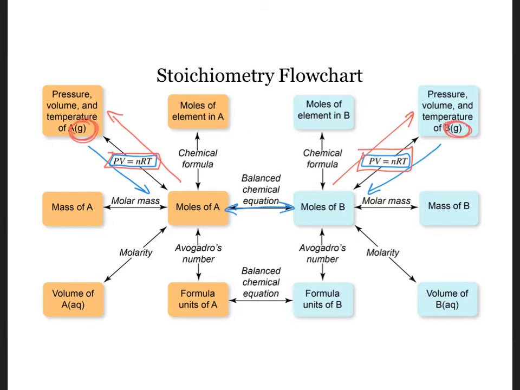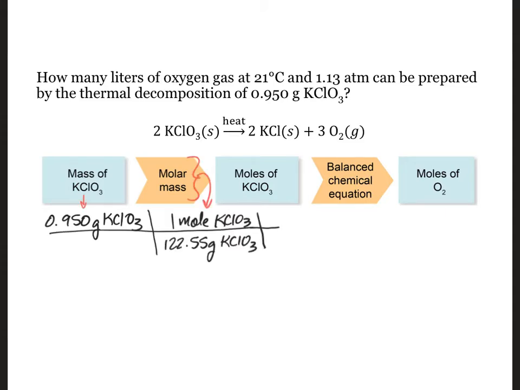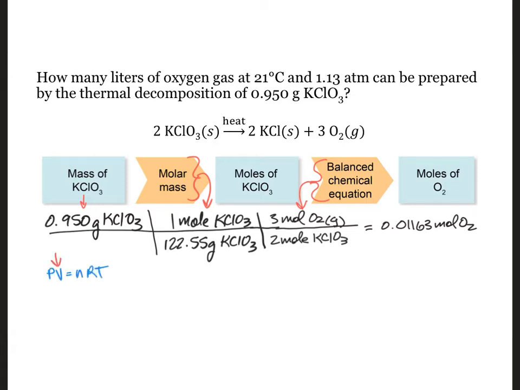Let's look at an example. This question asks us to find the liters of oxygen produced from the thermal decomposition of potassium chlorate. To answer this, we need to start with the mass of potassium chlorate given, use the molar mass to convert to moles, then use the balanced chemical equation to get to moles of oxygen. We see that oxygen is a gas phase product, so after associating quantities with their respective variables, we can use the ideal gas law, PV equals nRT, to determine the volume of O2.